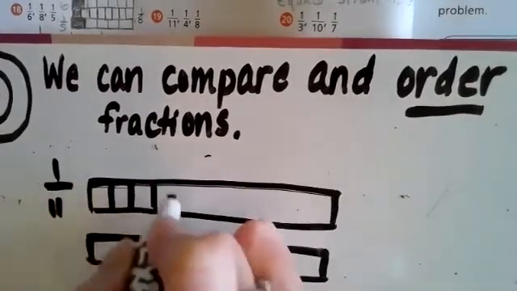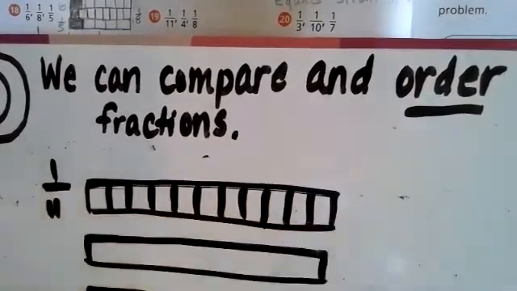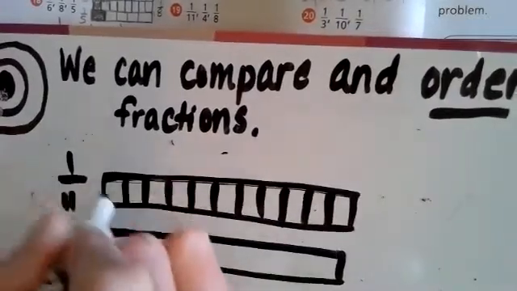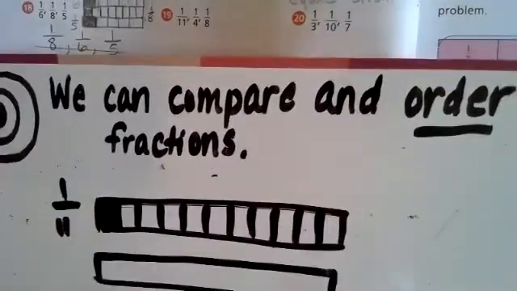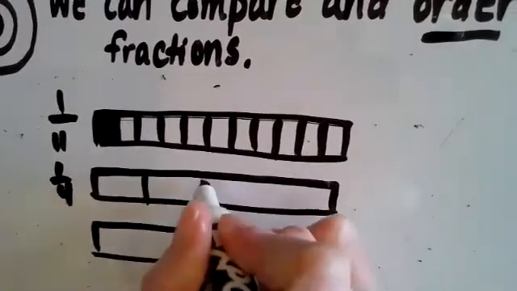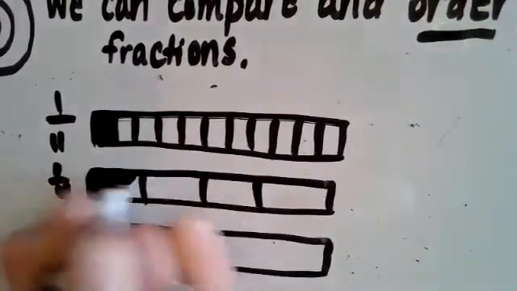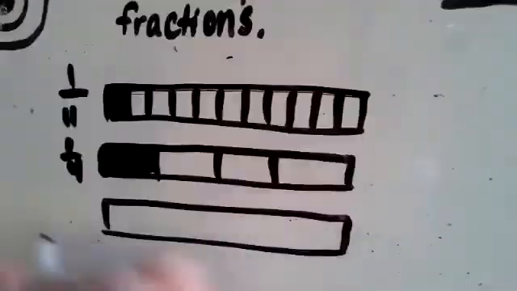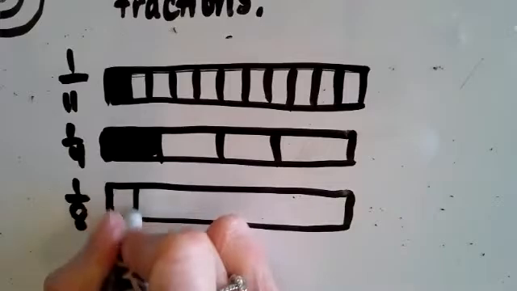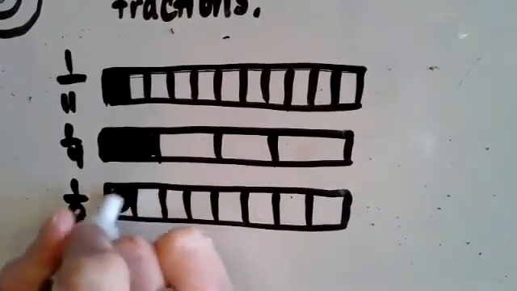1, 2, 3, 4, 5, 6, 7, 8, 9, 10. 1, 2, 3, 4, 5, 6, 7, 8, 9, 10, 11. I'm going to eat one of those. My 1/4. Denominator tells me the number of parts in the whole. Numerator tells me how much I ate or what my unit is. I ate 1. And my 1/8. 1, 2, 3, 4, 5, 6, 7. I'm going to eat one of those.